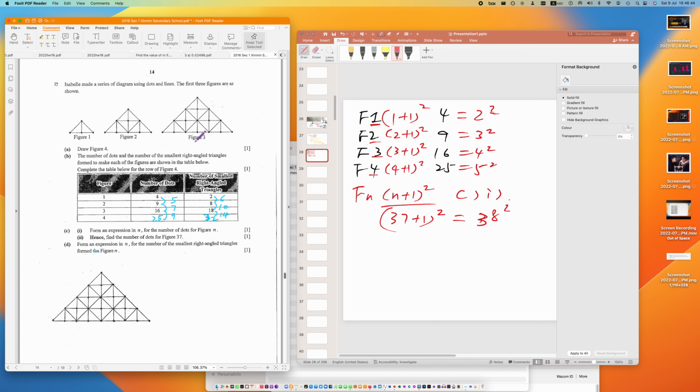Let me see. Number of dots. How do you get the dot? What's the pattern? 1, 2, 3, 4, 5, 6, 7. 1, 2, 3, 4, 5. Oh, okay. 1, 2, 3, 4. This is 1, 3, 5. That means I'm expecting 9 dots. Yeah, I'm expecting 9 dots here.